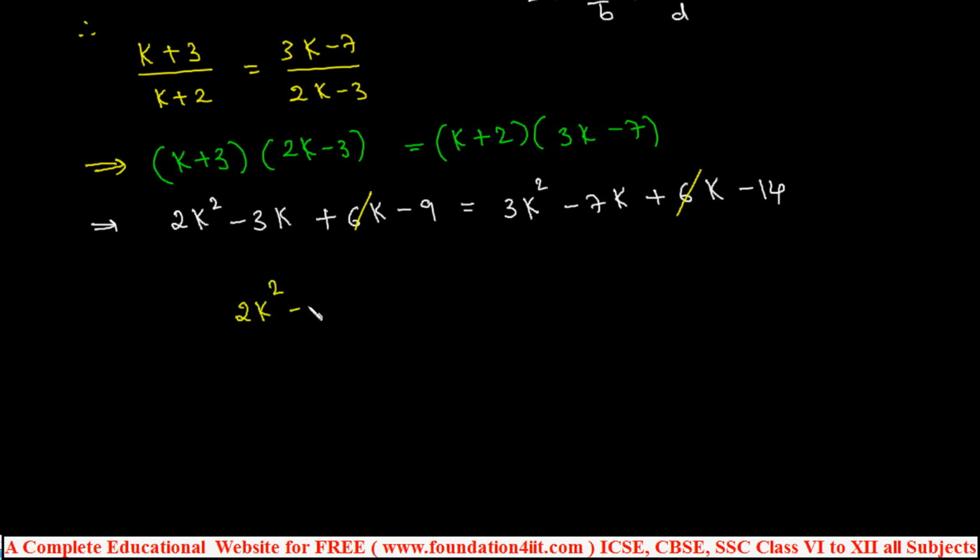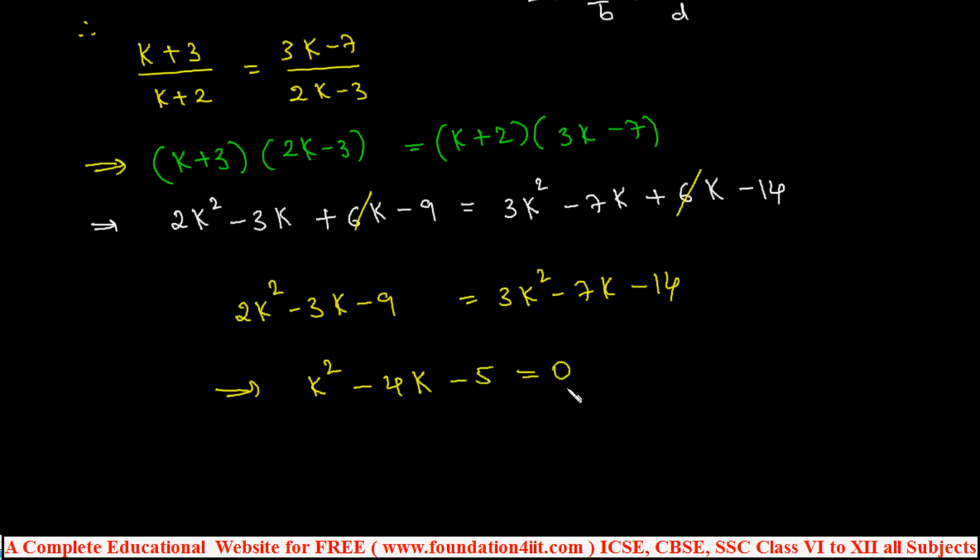2k square minus 3k minus 9 is equal to 3k square minus 7k minus 14. These three terms take to the RHS. Then 3k square minus 2k square is k square, minus 7k plus 3k, minus 7 plus 3 it is, so minus 4k. Minus 14 plus 9, so minus 5, is equal to 0.